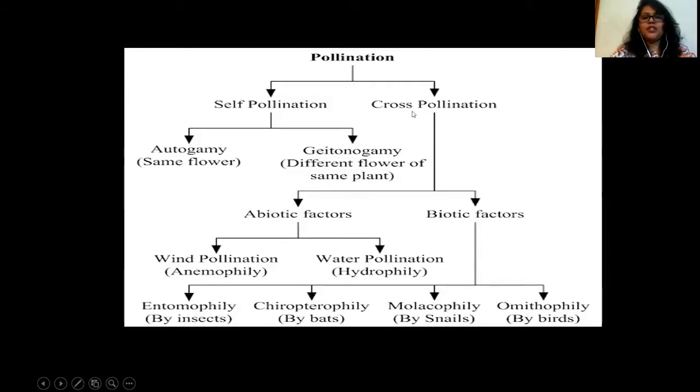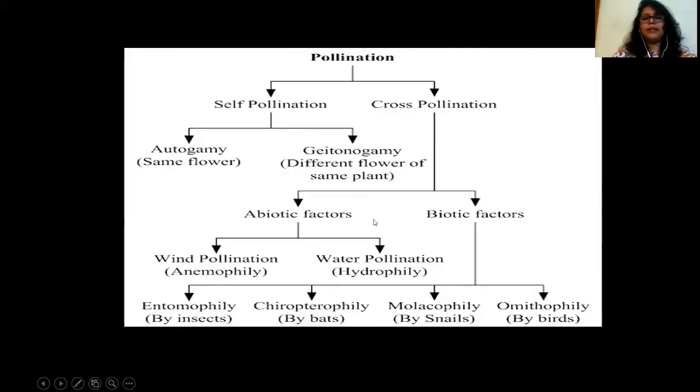This cross-pollination can be carried out by different means, because pollination, I told you, is when pollen falls on the same flower or a different flower. How does the pollen get from one flower to another flower? Flowers must rely on vectors. For cross-pollination, flowers must rely on some vectors which carry the pollen from one flower to another flower. We can call them vectors or factors.